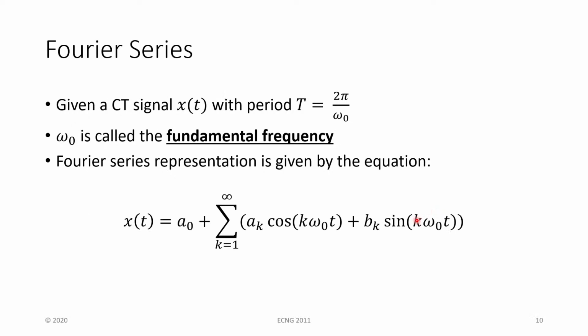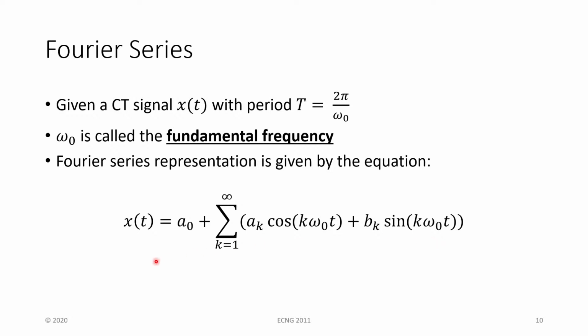So basically, what the Fourier series says is that for any continuous time signal x of t that is represented with a period T, where that period T can be represented as 2 pi divided by omega naught, where omega naught is the natural frequency, the Fourier series representation of that x of t signal is given by a naught plus the summation from k equals 1 to infinity of ak cosine k omega naught t plus bk sine k omega naught t, as such.